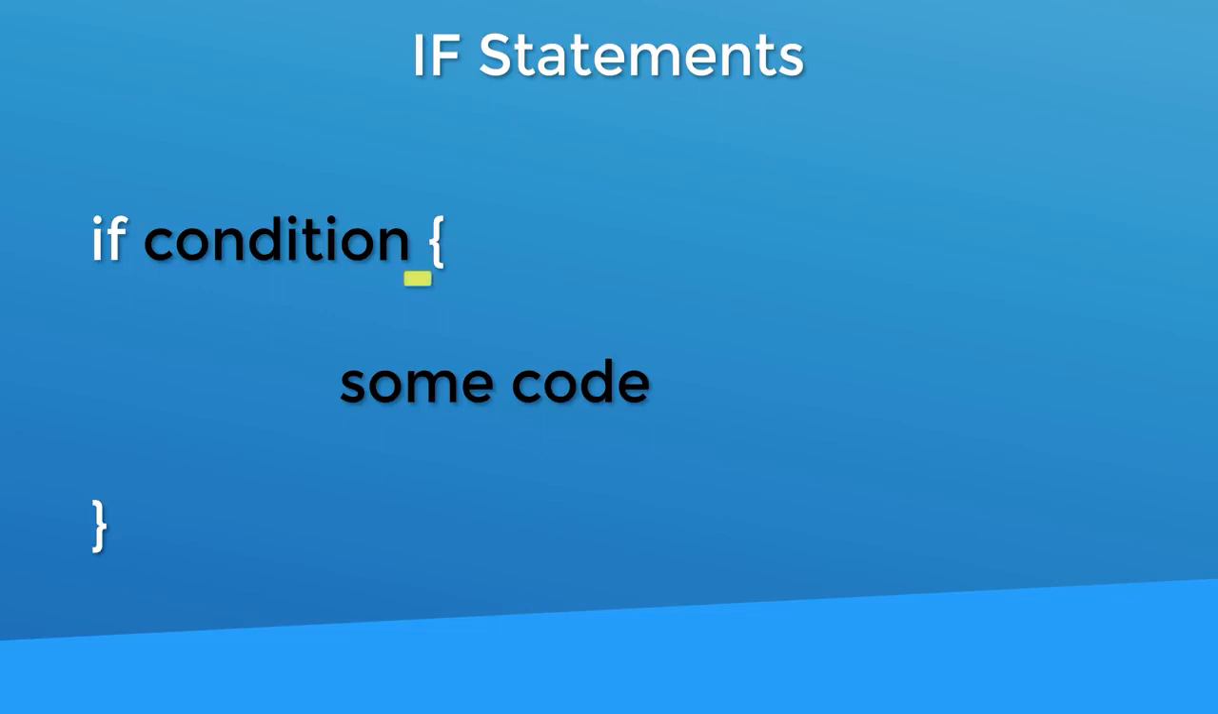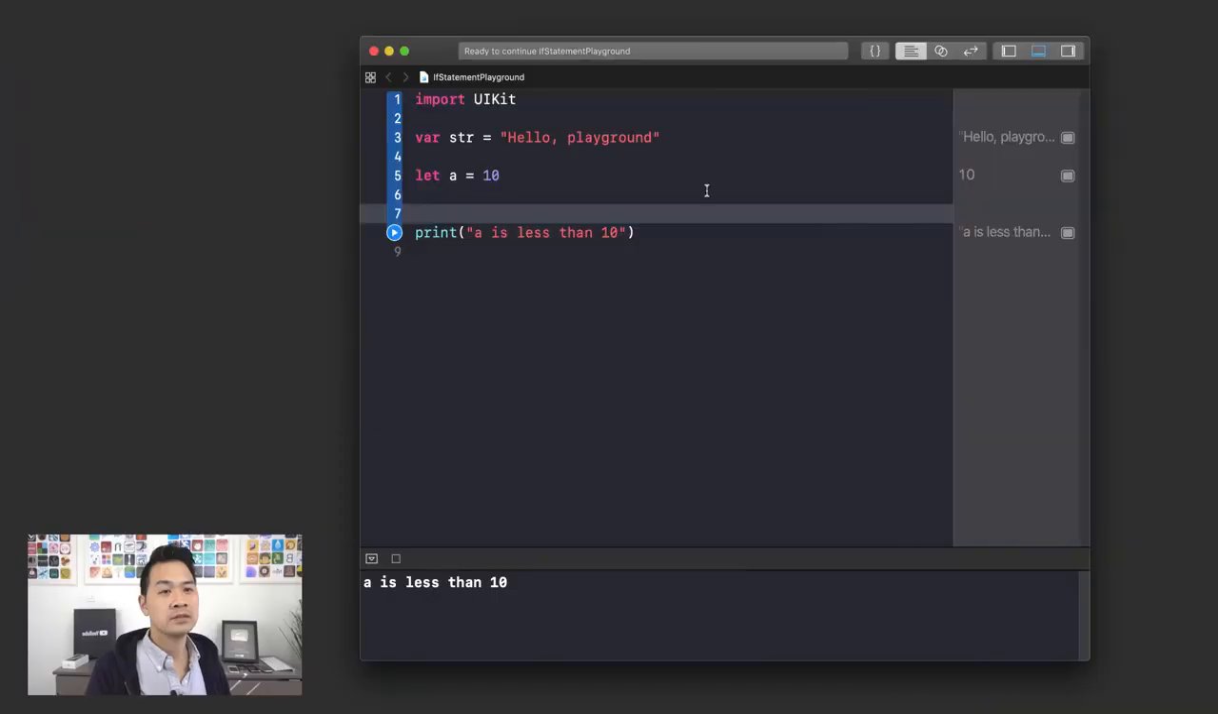Then you're going to have a space, and then you're going to have a set of braces, or some people call it curly brackets. Inside those braces, you're going to have the code that is only going to be run if the condition equates to true. If that condition turns out to be false, then the code inside of your braces will not be run. So now let's jump back to the playground and see this in action.